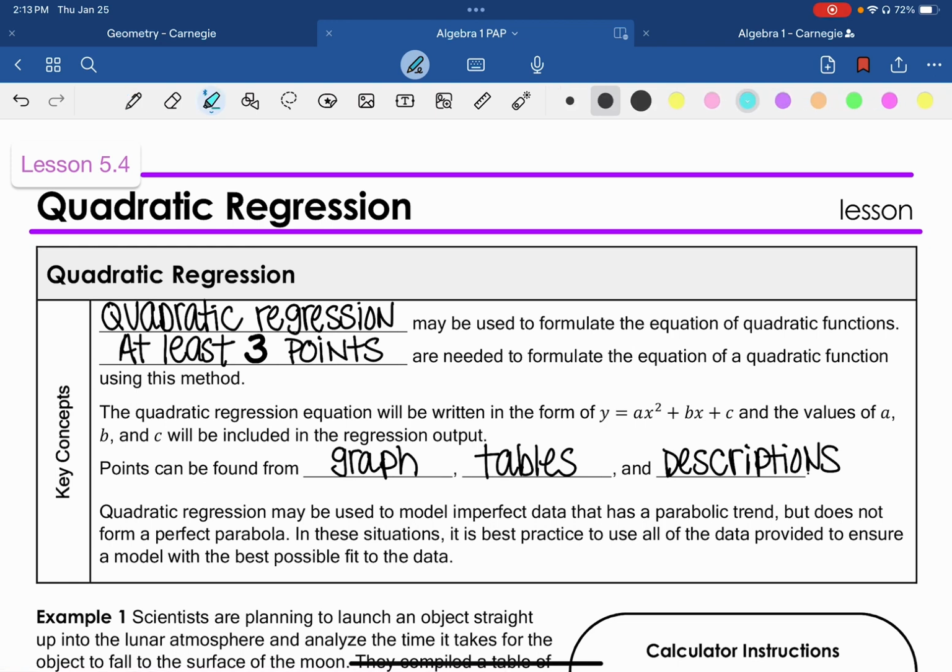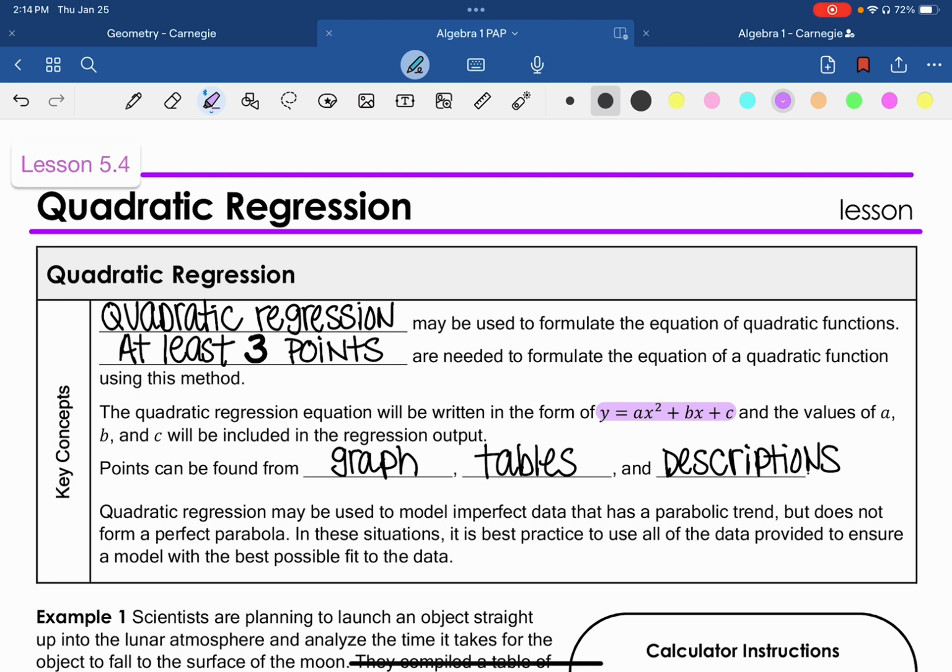The quadratic regression equation will be written in the form of y equals ax squared plus bx plus c, where the values of a, b, and c will be included in the graph's output. Remember, this form is called standard form. We can find the points on a graph as ordered pairs, from a table, or from descriptions.